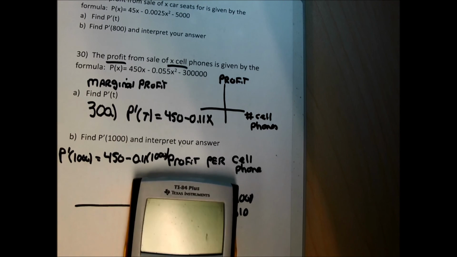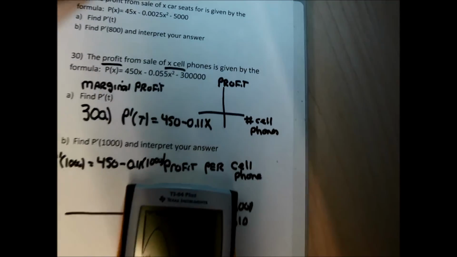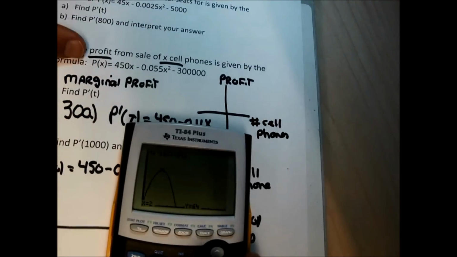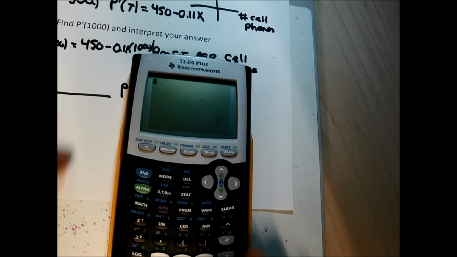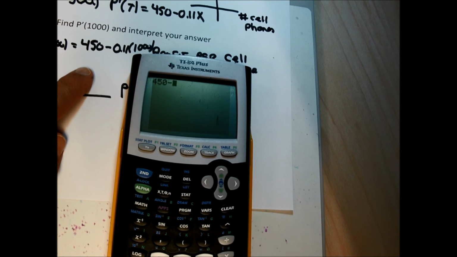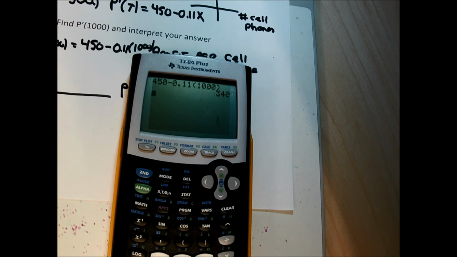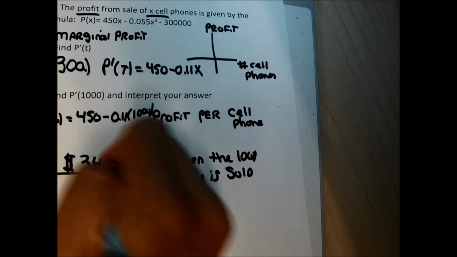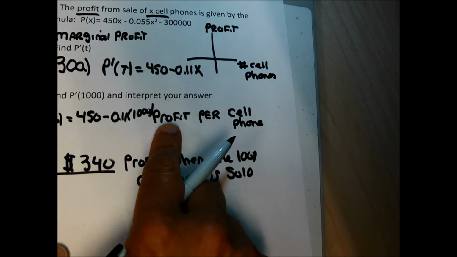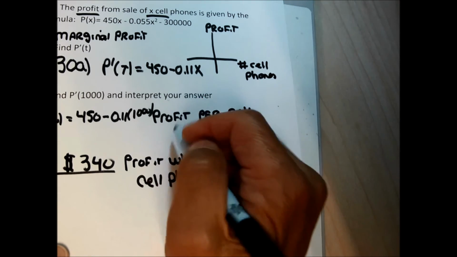So now to do this, bring out my calculator. I'm going to go second quit, clear. So we go 450 minus 0.11 times 1,000. And I get 340. And it's going to be dollars per cell phone. So technically, my instantaneous rate of change is $340 per cell phone.